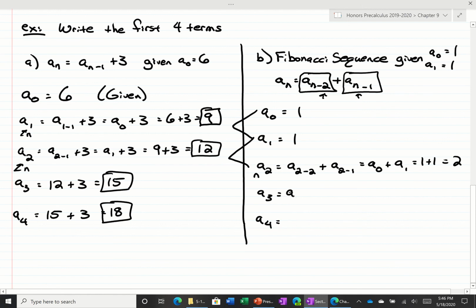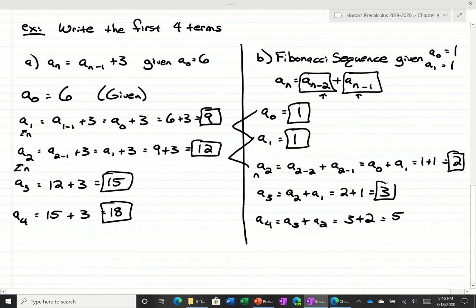So a sub 3 would be a sub 2 plus a sub 1, which was 2 plus 1, or 3. And a sub 4 is going to be the last term plus the one before that, which was 3 plus 2, or 5. Now these numbers are significant. We'll talk about why in a little bit.